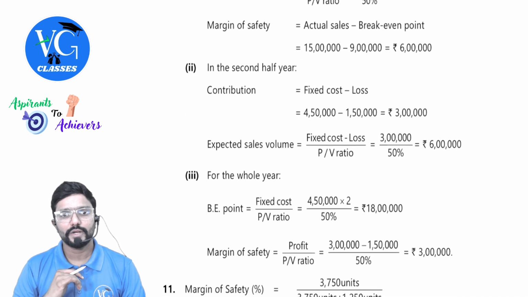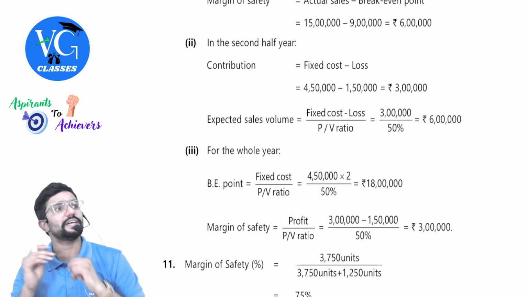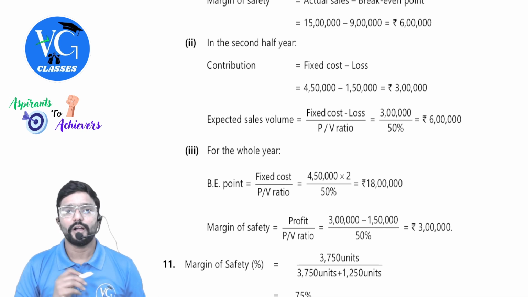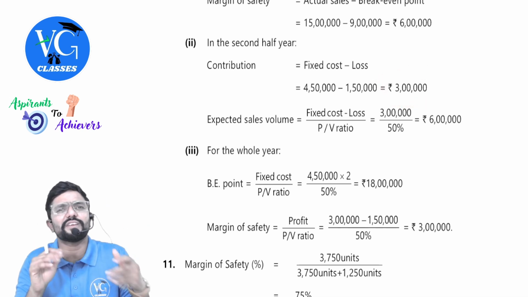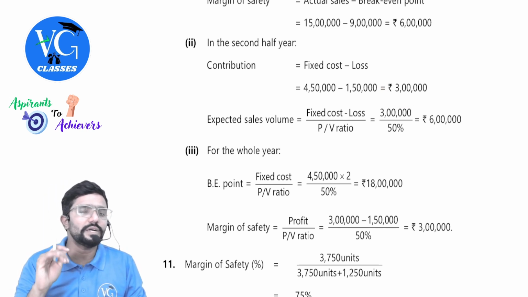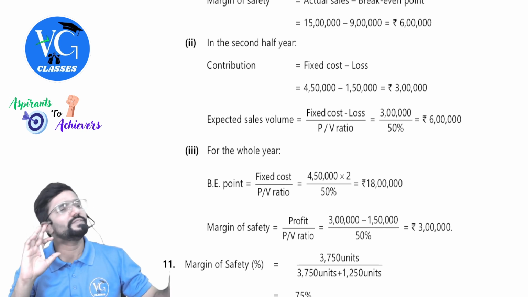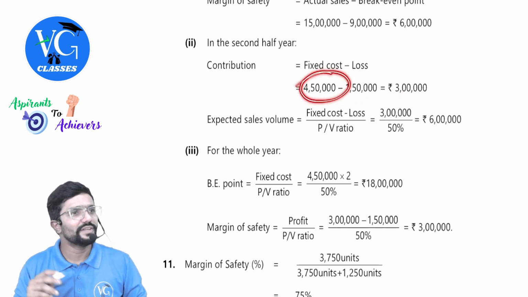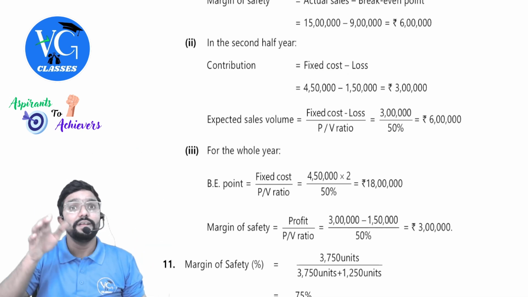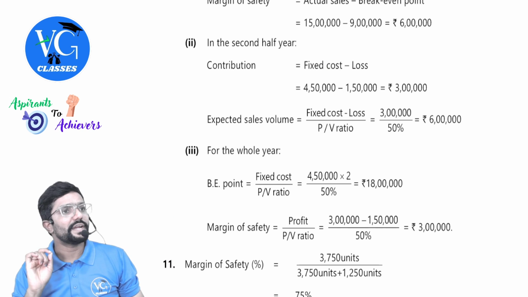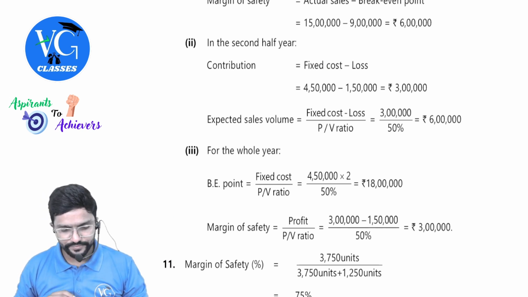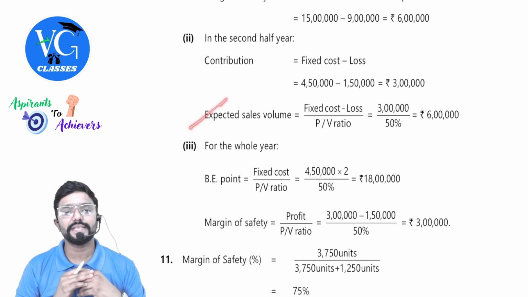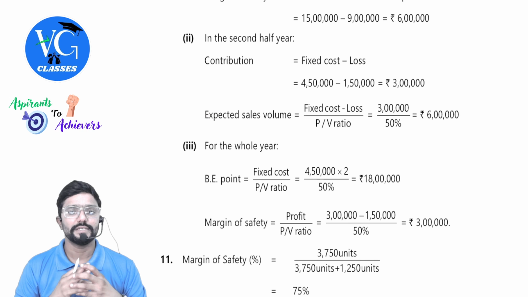In the second half year, contribution is equal to fixed cost minus loss. Please be careful because it is a loss. If it is a profit, you will add up. It is a loss. How much is the contribution? 3 lakh. Guys, one thing you can cross-check here. When there is a loss, is contribution more or fixed cost more? Fixed cost is more. Clear? Just there only you compare it. That is why when I do 3 lakh minus 4 lakh 50, minus is more, so we are getting negative. How much is that, sir? 3 lakh contribution.